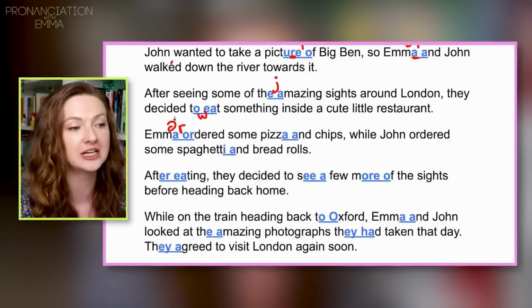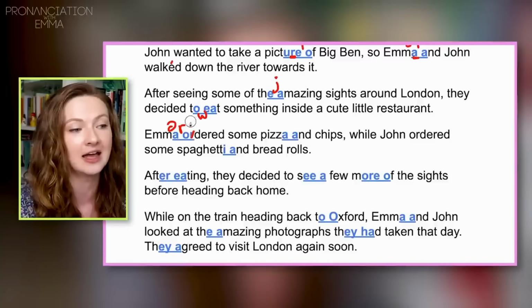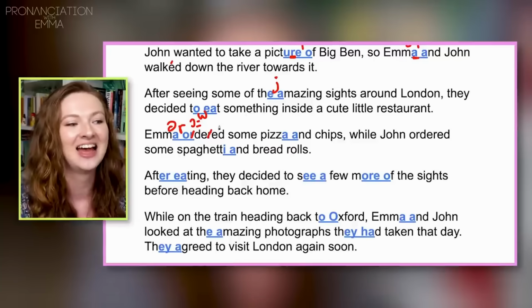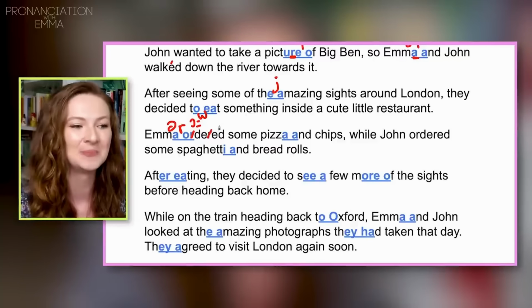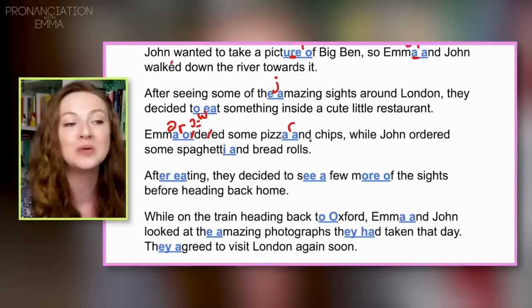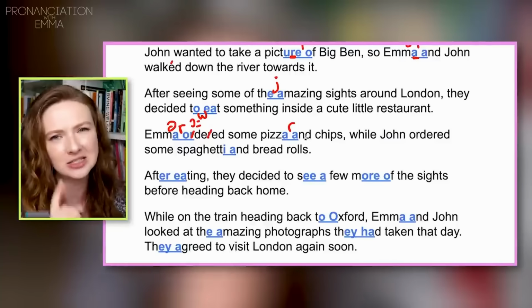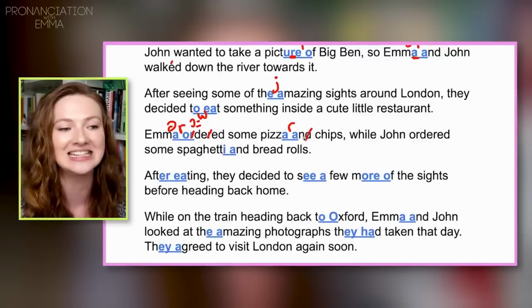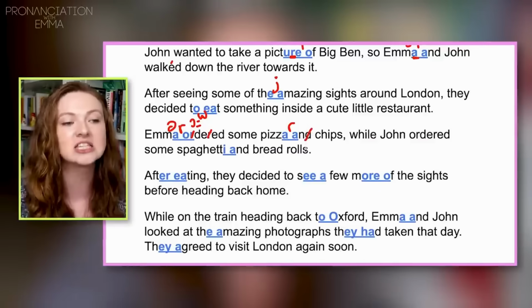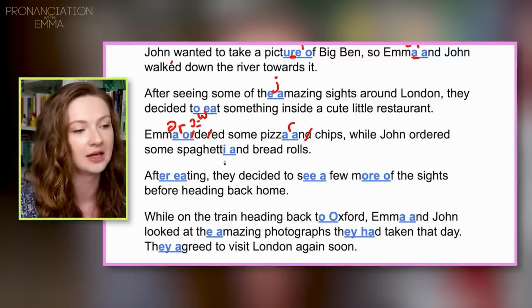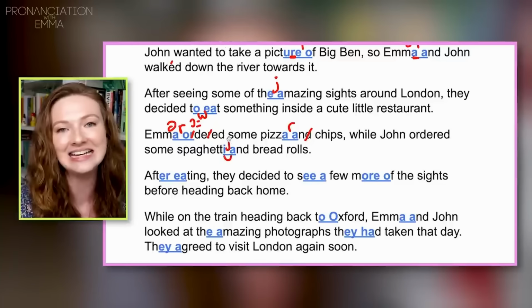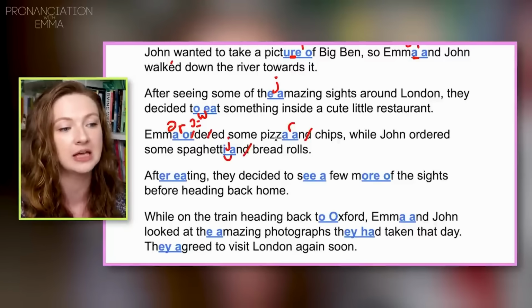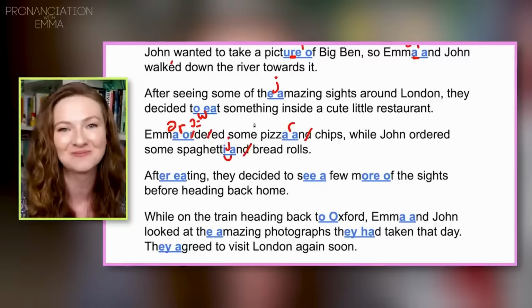Emma ordered, this one here is actually silent, yeah, and it's just one vowel. Ordered. This is also silent. Emma ordered some pizza and chips. Notice as well, it's not related to this lesson, but notice I'm not saying pizza and chips. I'm not saying the D. I can cut it, yeah? Pizza and chips. And here, spaghetti, we're smiling, spaghetti and bread rolls. Here we can remove this again, spaghetti and bread rolls.